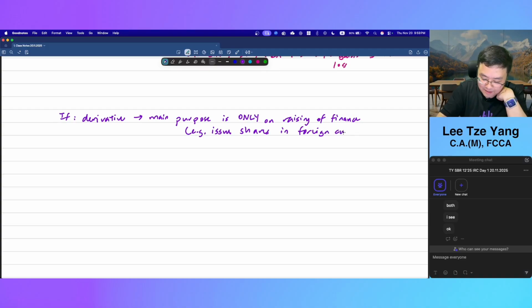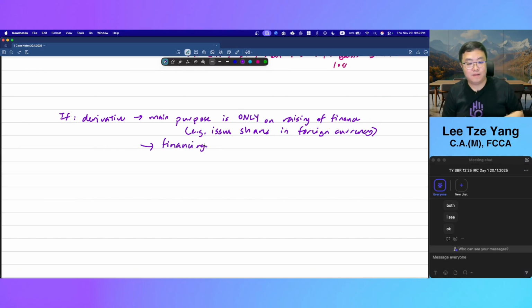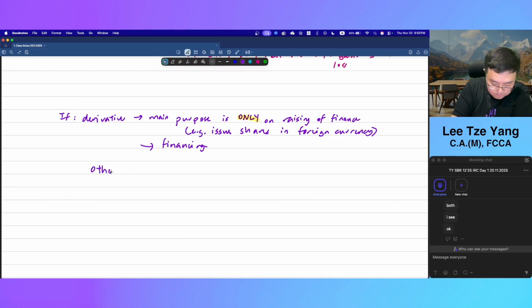And then they buy a derivative. This one, it must be financing, just so you know. It is just a very small exception that I want you to know. If the main purpose is only raising of financing. Otherwise, operating. If not for hedging, operating. Okay, that's it.